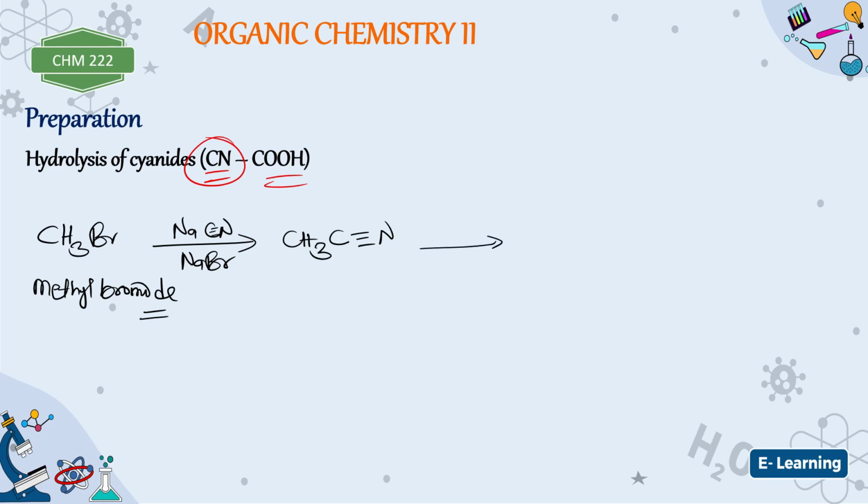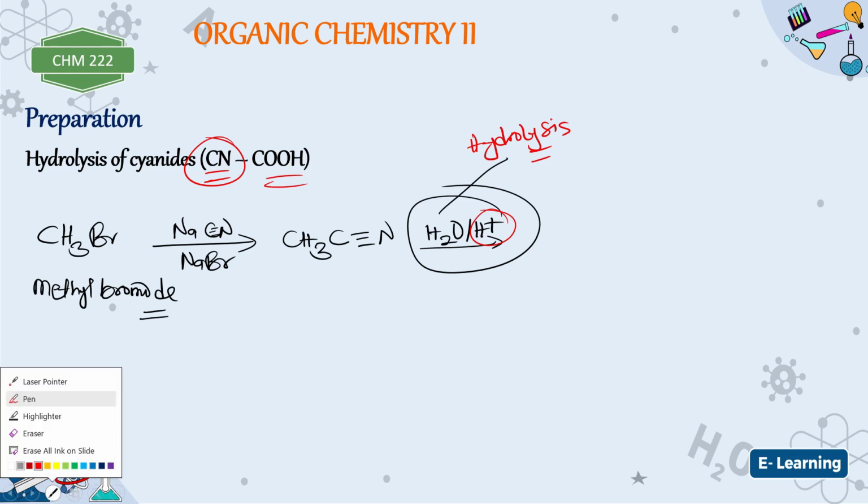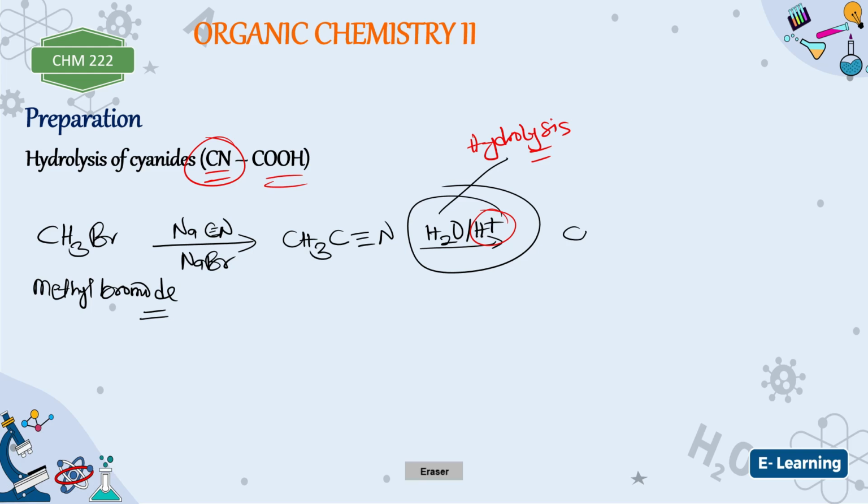This cyanide now will undergo acid hydrolysis. Usually acid hydrolysis. This process is called the hydrolysis stage. But the hydrolysis is sponsored by what? Acid. That is why you have the H plus here and then water. That will give us the corresponding carboxylic acid, which should be CH3COOH plus ammonia.